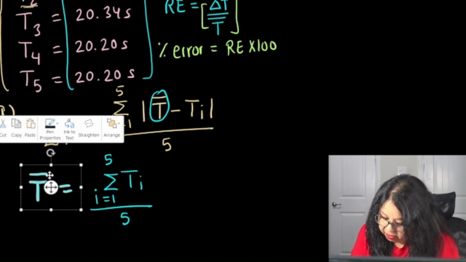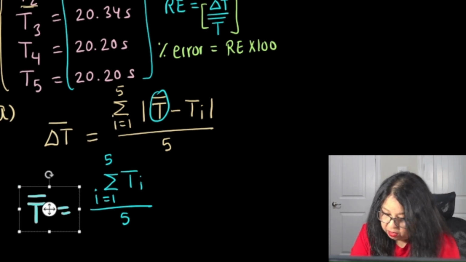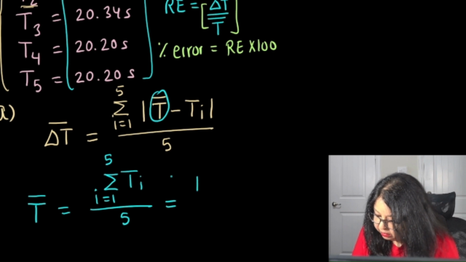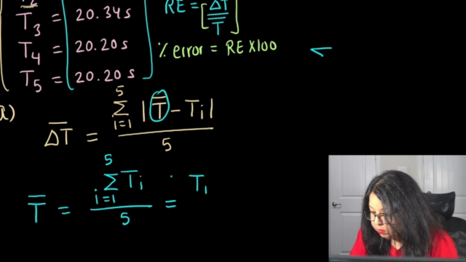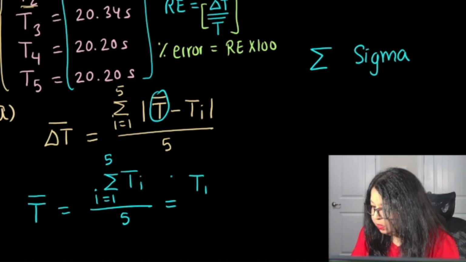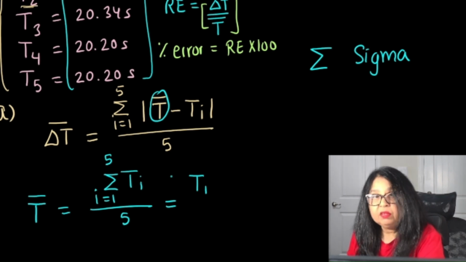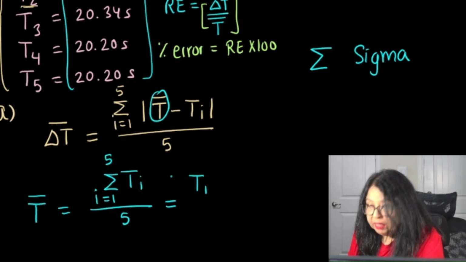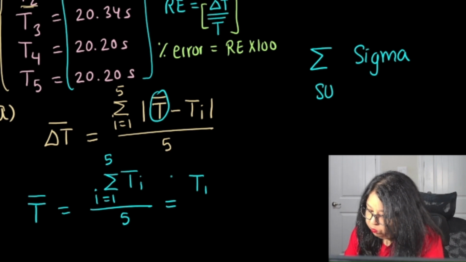Have we seen these kinds of notations before? All it means is that T1, this sigma here, this is a Greek symbol. It's a capital letter sigma in Greek. It means summation. It means sum over.